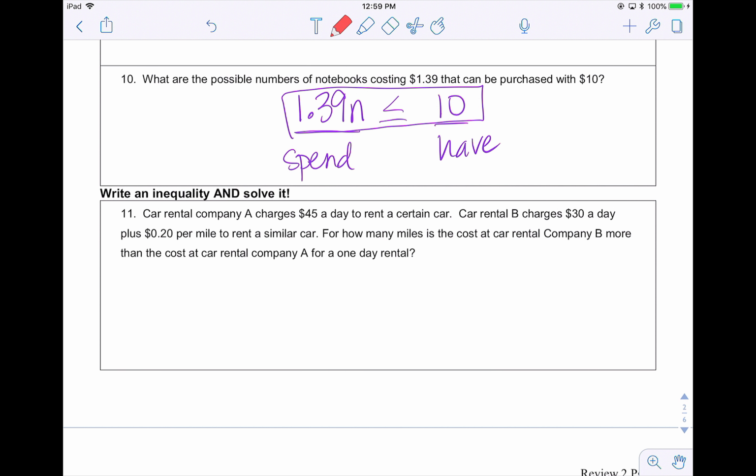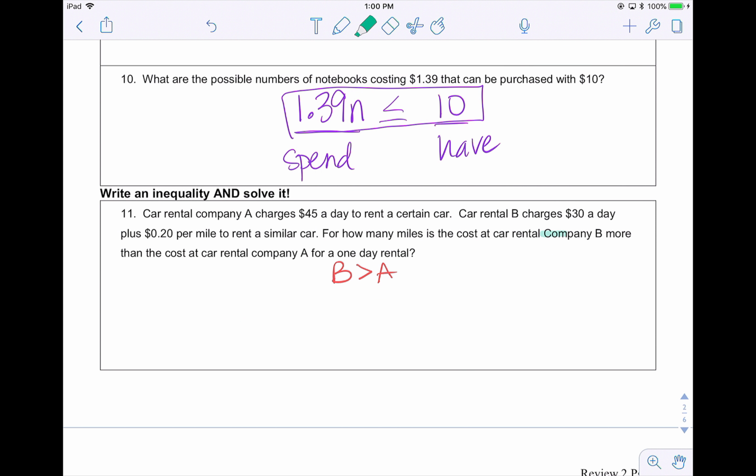Problem 11, they want me to write an inequality and solve it. So a car rental company A charges $45 a day to rent a certain car. B charges $30 a day plus 20 cents per mile. For how many miles is the cost at car rental B more than the cost at rental A? So they want to know, where is B greater than A?